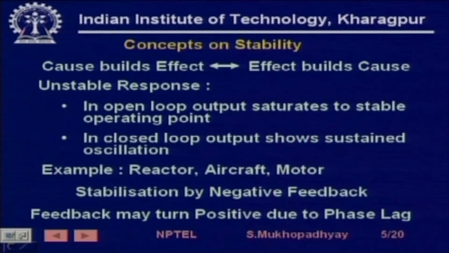However, it turns out that sometimes feedback can turn positive because of various factors like phase lags. So, it is when feedback turns positive, immediately at that time we start having oscillations and other symptoms of instability. So, qualitatively speaking, this is what typically happens.